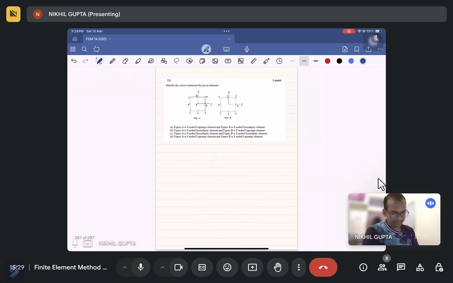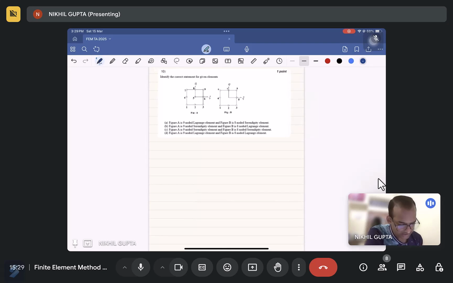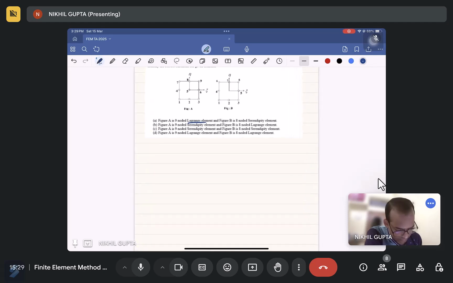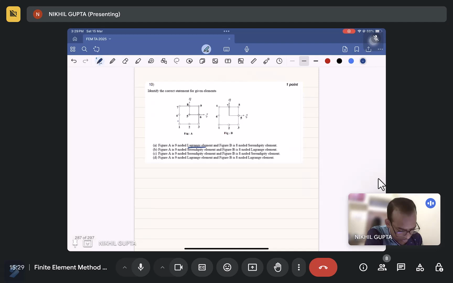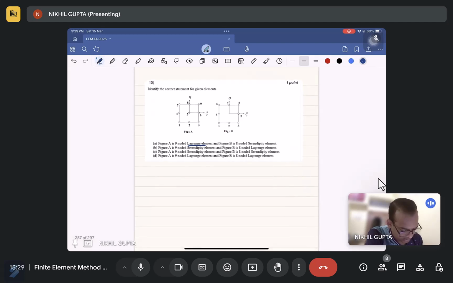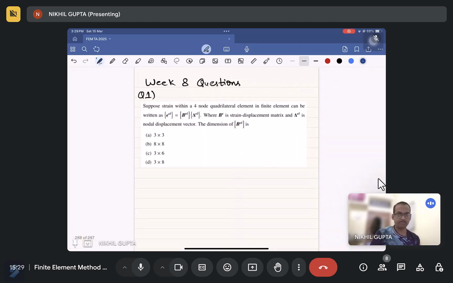Now question number 10. We have to identify the correct statement for the given elements. Figure A is a 9 noded Lagrangian element. If we check, there are 9 nodes and all the vertical lines have the same nodes, so yes, it is Lagrangian. And the 8 noded one is a serendipity element. So yes, 8 nodes are there. So this is the correct option. We don't need to check the others as well. So I've covered the assignment number 7 questions.